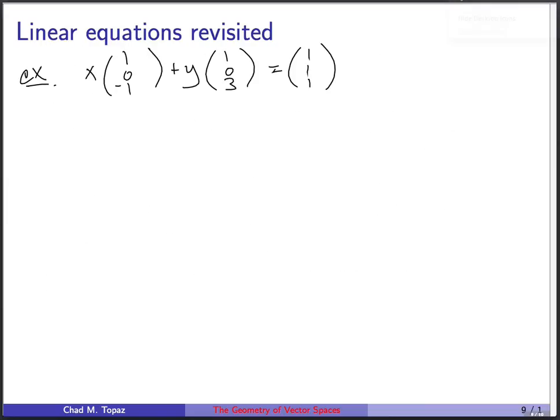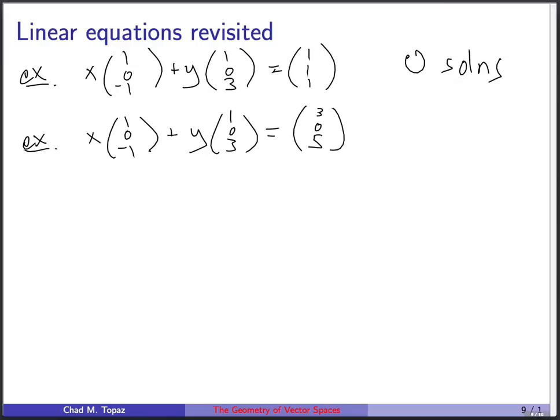Let's do some quick examples. Here's one set of linear equations, x times 1, 0, minus 1 plus y times 1, 0, 3 equals the target 1, 1, 1. We ask first, is the target in the span of the vectors we were given? The answer is no, actually, because no matter how many combinations of these two vectors we take, the middle entries here are always 0, so you're never going to be able to create a 1. So this is not in the span of these two vectors, and therefore there are 0 solutions.